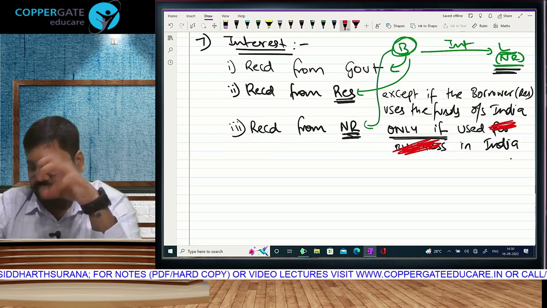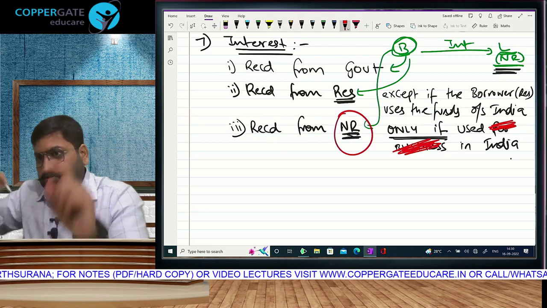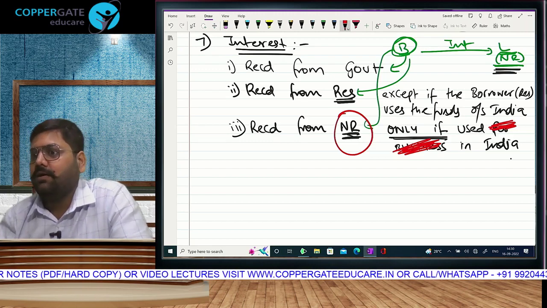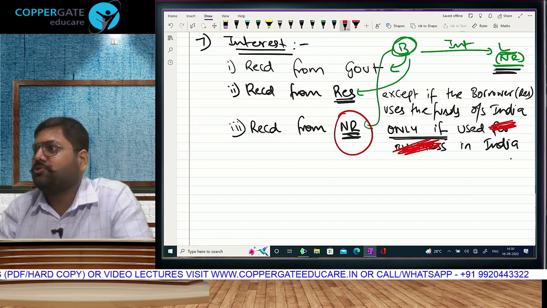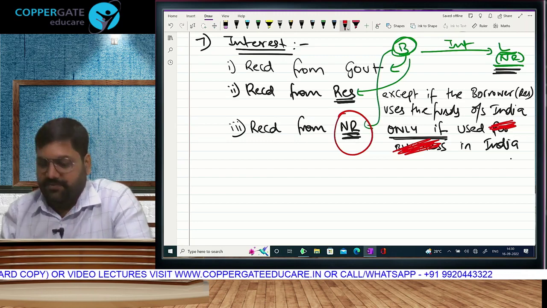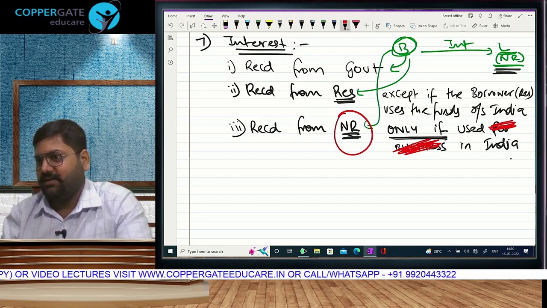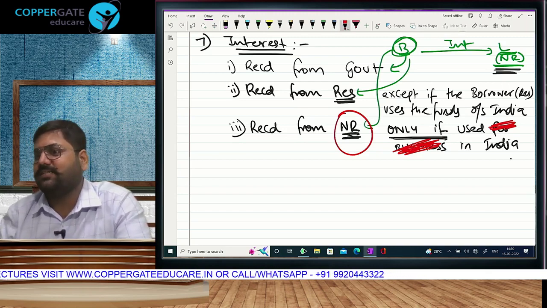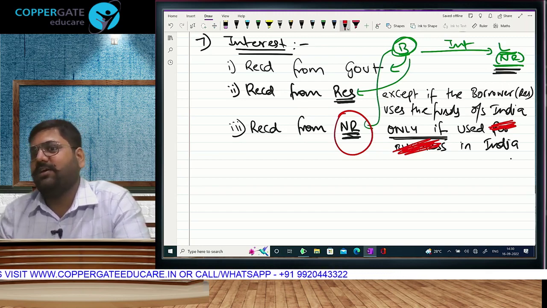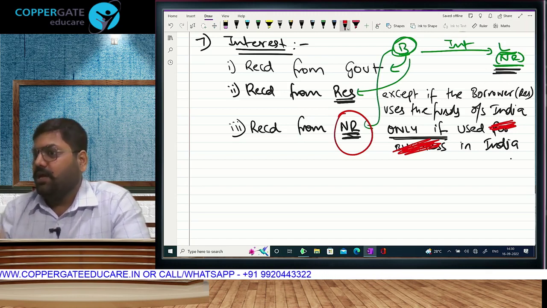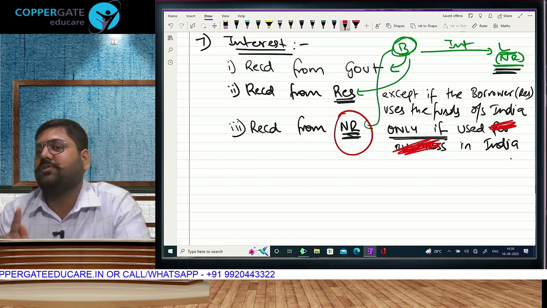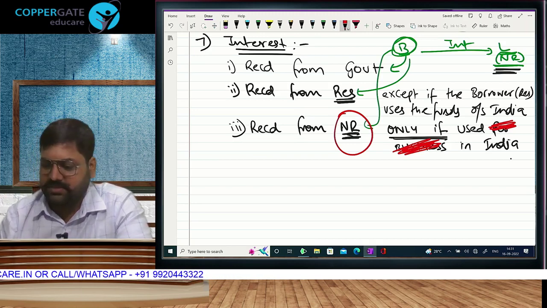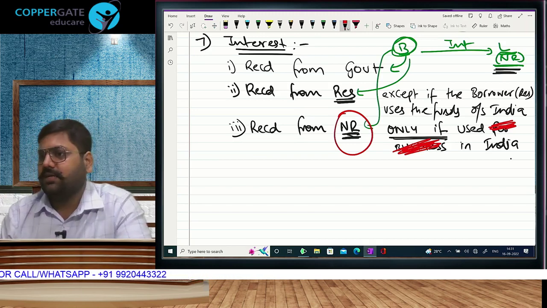Meaning, if this borrower is using money for buying a house in India, so it is not Indian income. If he is using money to buy shares in India, so not Indian income. Using money to buy debentures in India, so not Indian income. Using money to buy a fixed deposit in India. Only if the non-resident borrower is using the money for investing in business in India, it is treated as Indian income. This is a defect. This requires correction.